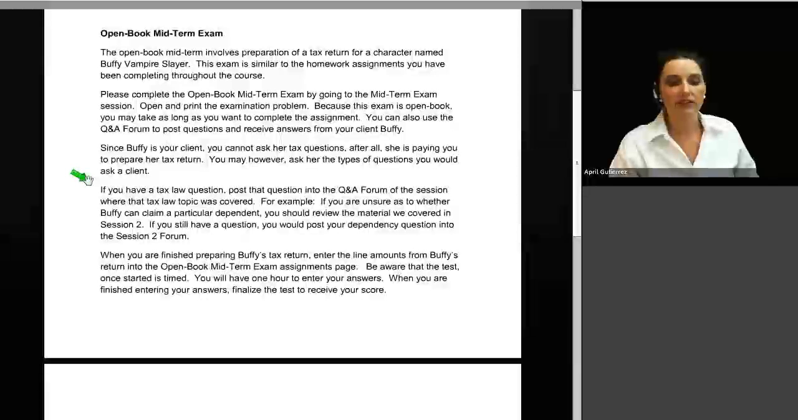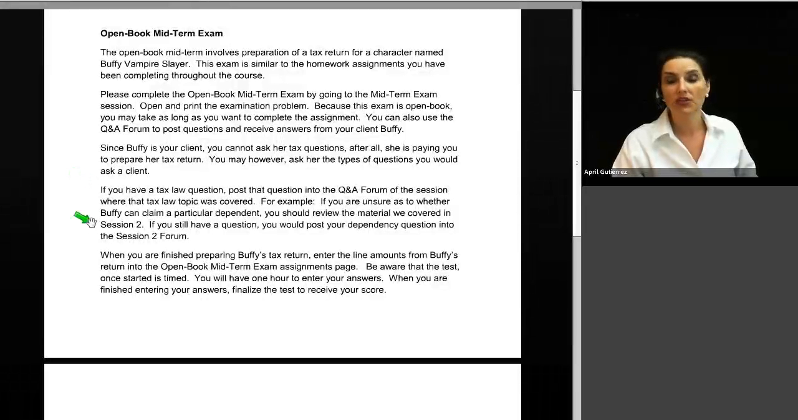Now, if you have a tax law question, post that question into the Q&A forum of the session where that tax law topic was covered. For example, if you are unsure as to whether Buffy can claim a particular dependent, you should review the material we covered in Session 2, because that's where we discussed dependency. If you still have a question, you would post your dependency question into the Session 2 forum. But of course, your Session 2 forum post should not be about whether or not Buffy can claim a particular dependent. It would be a generalized question about dependency that would help you determine whether Buffy can claim a dependent.